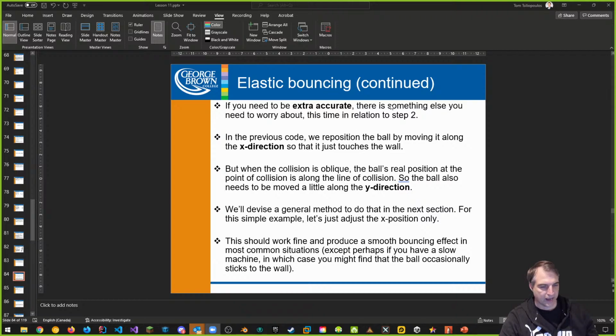If you need to be extra accurate, there's something else you need to worry about this time in relation to step 2, which is repositioning. In the previous code, we reposition the ball by moving it along the x direction so that it just touches the wall. But when the collision is oblique, the ball's real position at the point of collision is along the line of collision. So the ball also needs to be moved a little along the y direction, okay?